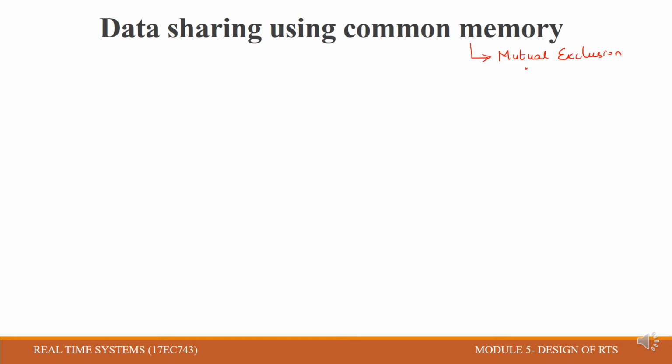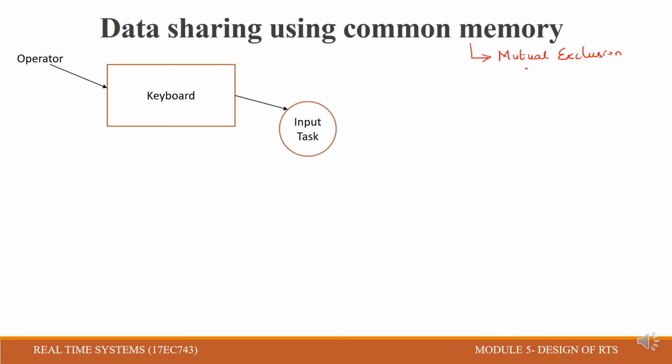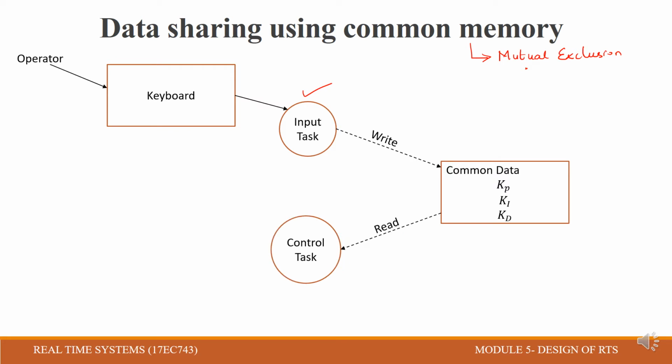In this example we consider where the transfer of information takes place from the input task, here the input task module, to the control task. How is it transferring? One way is that it writes first to the memory. This is your memory. Then the control task should get exclusive rights to read from this memory. Then the control task will read.